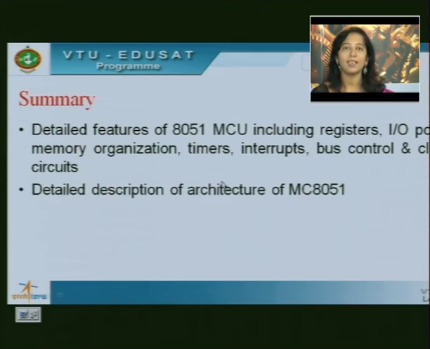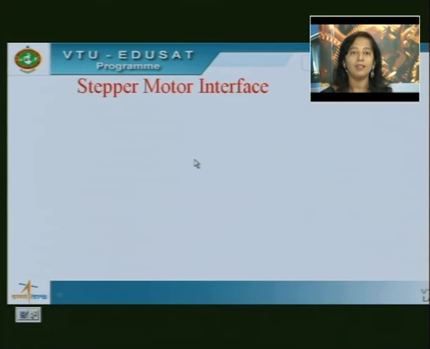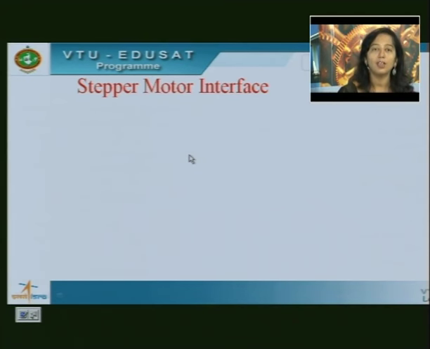So, this completes our detailed discussion of the AT51 microcontroller. The summary is, we've spoken about all the features in detail and the architecture of the AT51 microcontroller, including different registers, the IO ports, memory organization, timers, interrupts, bus control and the clock circuits. In detail, we've spoken about all these, and we've also had the detailed description of architecture of MC8051. The last part of this module is the stepper motor interface.